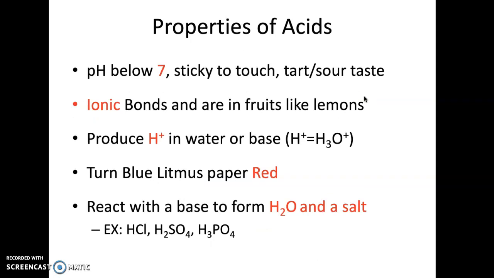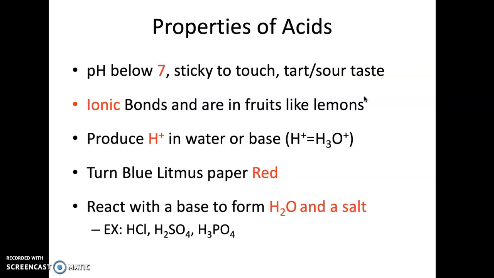So acids have a pH, which is a scale of how acidic or basic something is, below 7. They're sticky and tart or sour. But just imagine like peeling an orange. Afterwards, your hands are kind of sticky, and the oranges often taste a little bit tart or sour, or lemons. Citric acid is a primary acid in citrus fruits, right? There's a connection there for you.